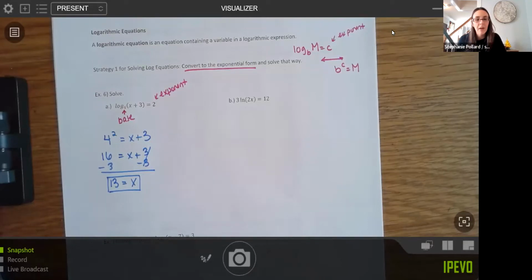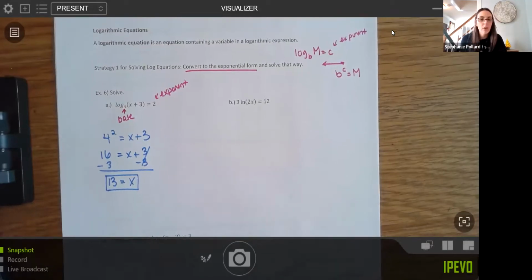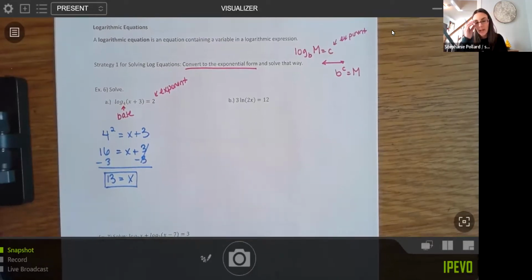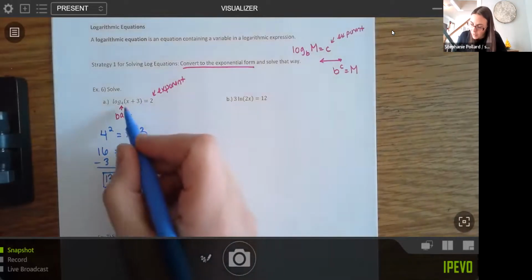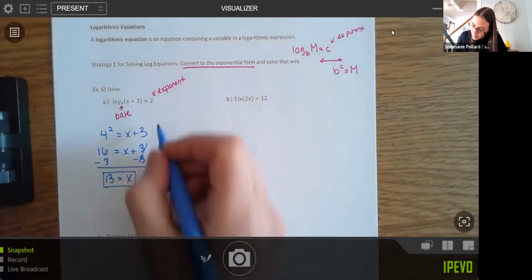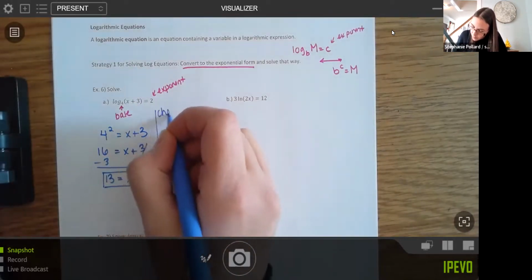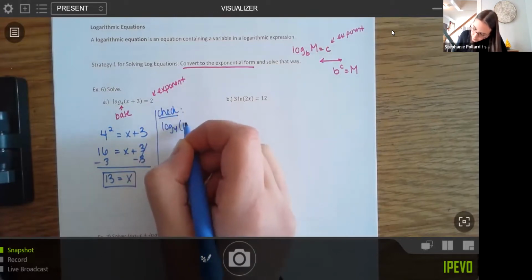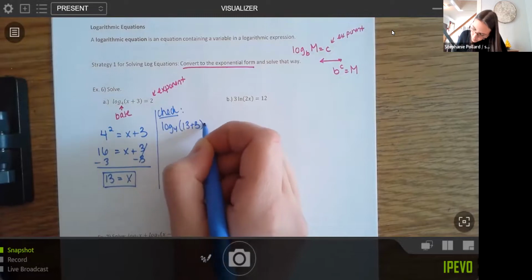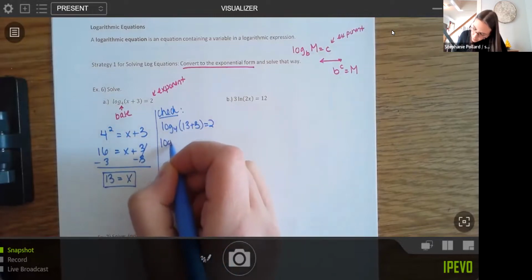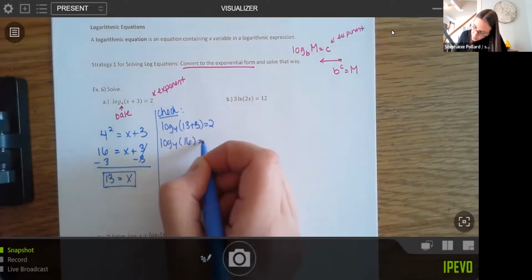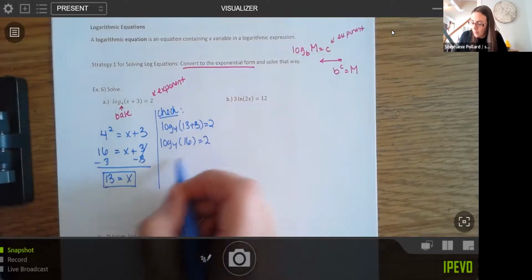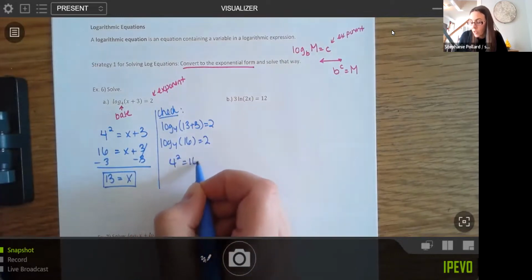You do want to get in the habit of checking your answers in general with logs. You do, because it's just little things to watch out for. You have to watch out for domain restrictions and things like that. So here, if I plug in 13, I have log base 4 of 16 equals 2. So in the exponential form, that says that 4 squared would equal 16, which is correct.